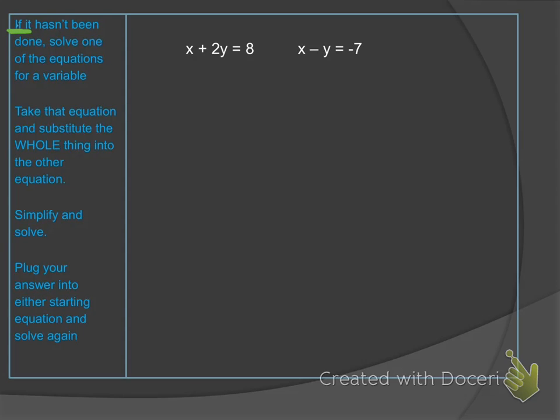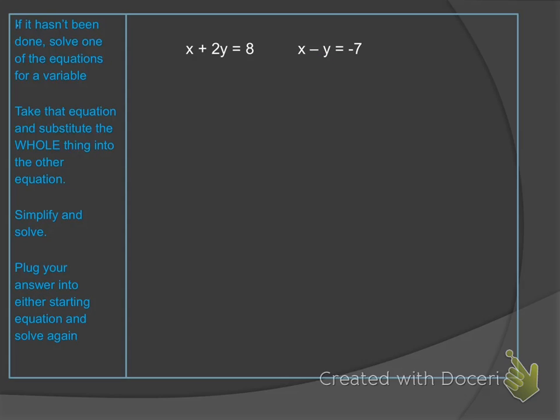If it hasn't been done, solve one of the equations for a variable. That doesn't mean solve for y, doesn't mean solve for x. It means solve for one of them. You pick. Now, I could solve this one, or I could solve this one. Now, I'm going to solve this one because there's a negative here. I like working with positives, so because of that negative, I'm going to work with that one.